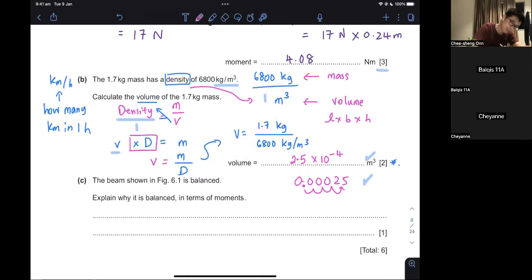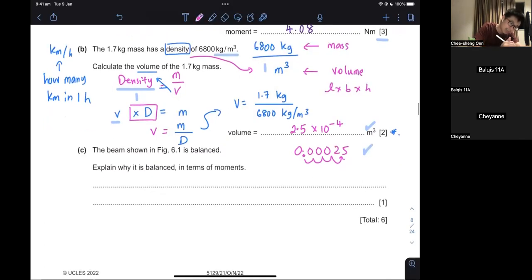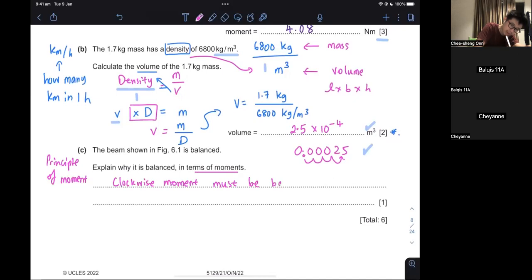Okay. The last question, this is about balancing it. So why it is balanced in terms of moment. So this is called the principle of moment. So what is the most important thing about moment? The clockwise moment, or you can start from the anti-clockwise really. The clockwise moment must be balanced. So it must be exactly balanced by the anti-clockwise moment.